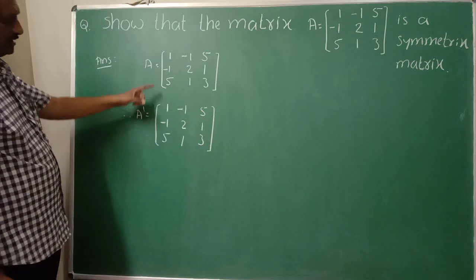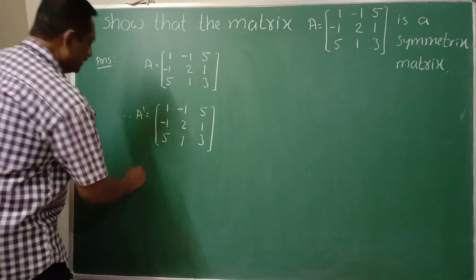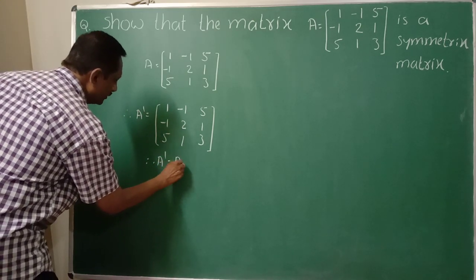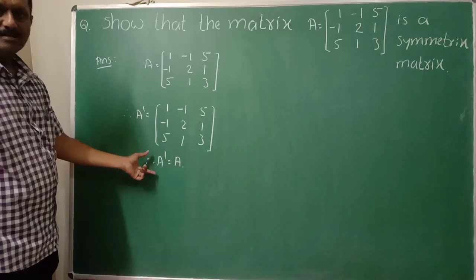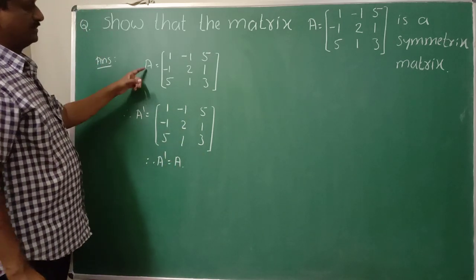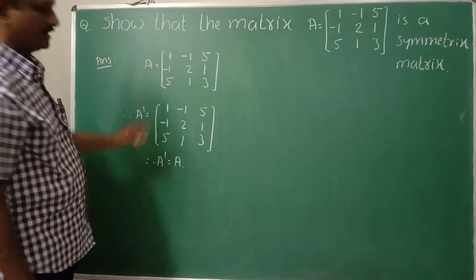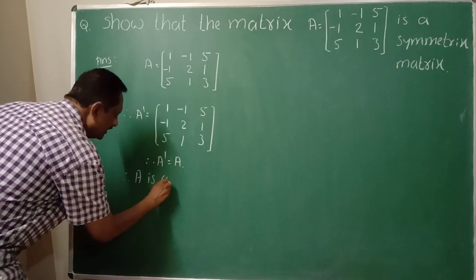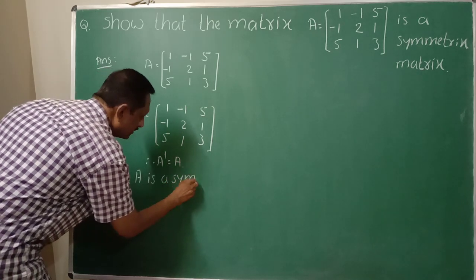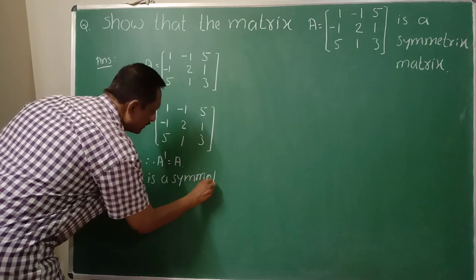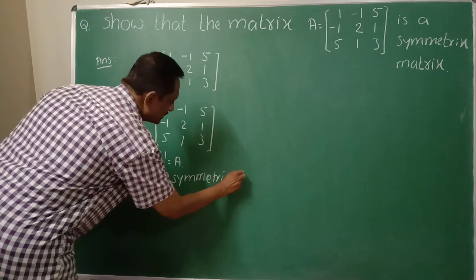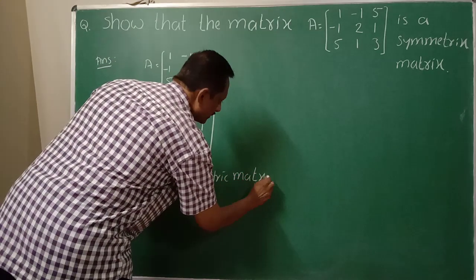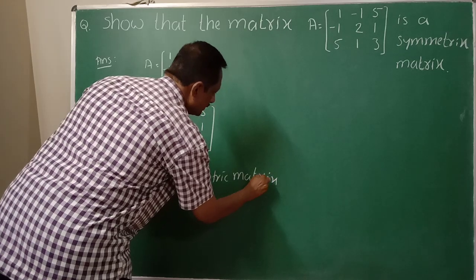Just comparing these two matrices, both are equal. Therefore, A dash is equal to A. If this condition is satisfied, then the matrix is said to be a symmetric matrix. Therefore, A is a symmetric matrix. This is the answer.